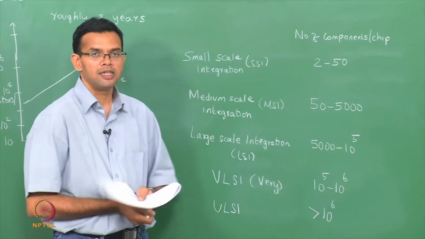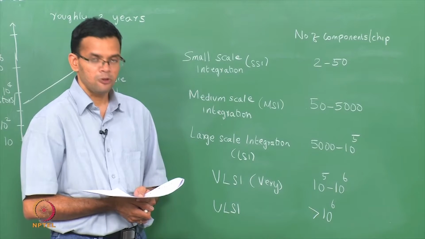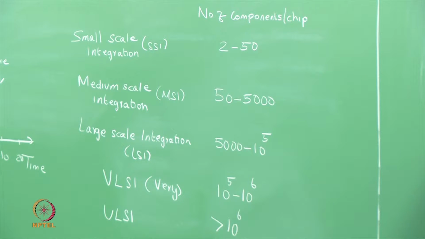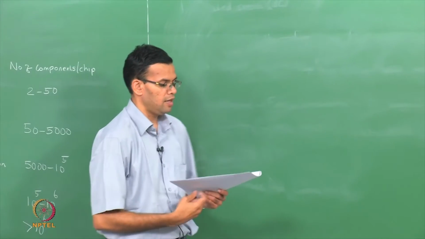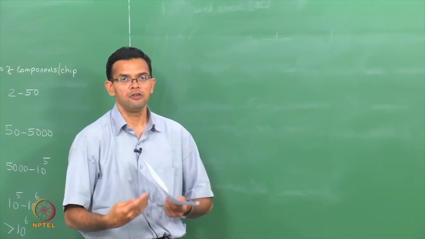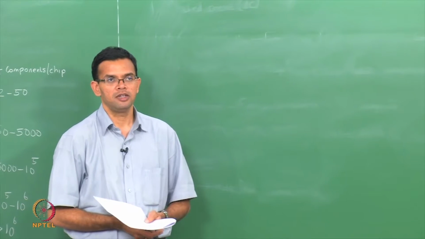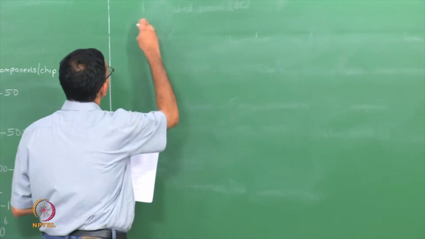So, let us look at some examples of chips made by Intel and also the component size and the number of transistors. So, I am using Intel as an example just to show the evolution of the industry, but whatever is true for Intel is also true for other semiconductor manufacturers.